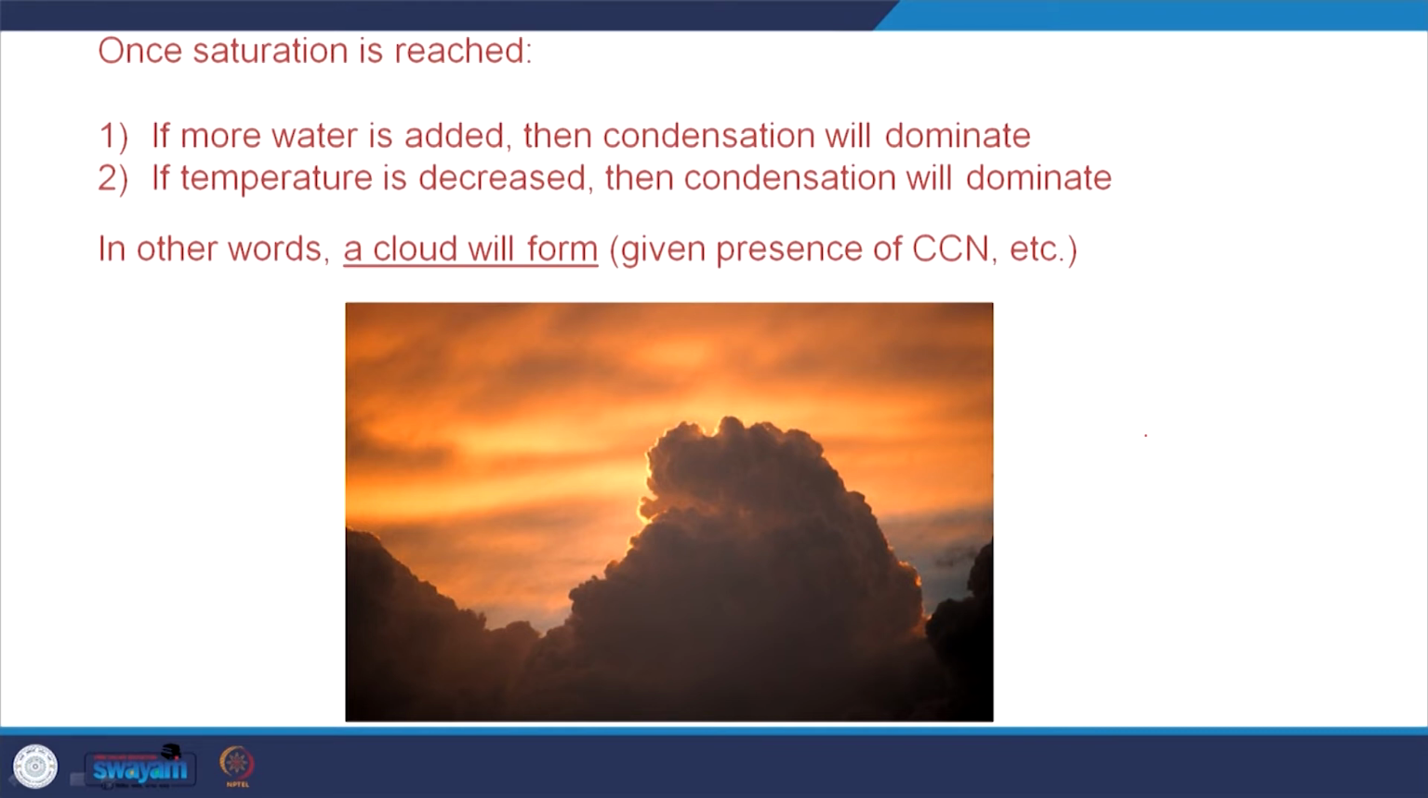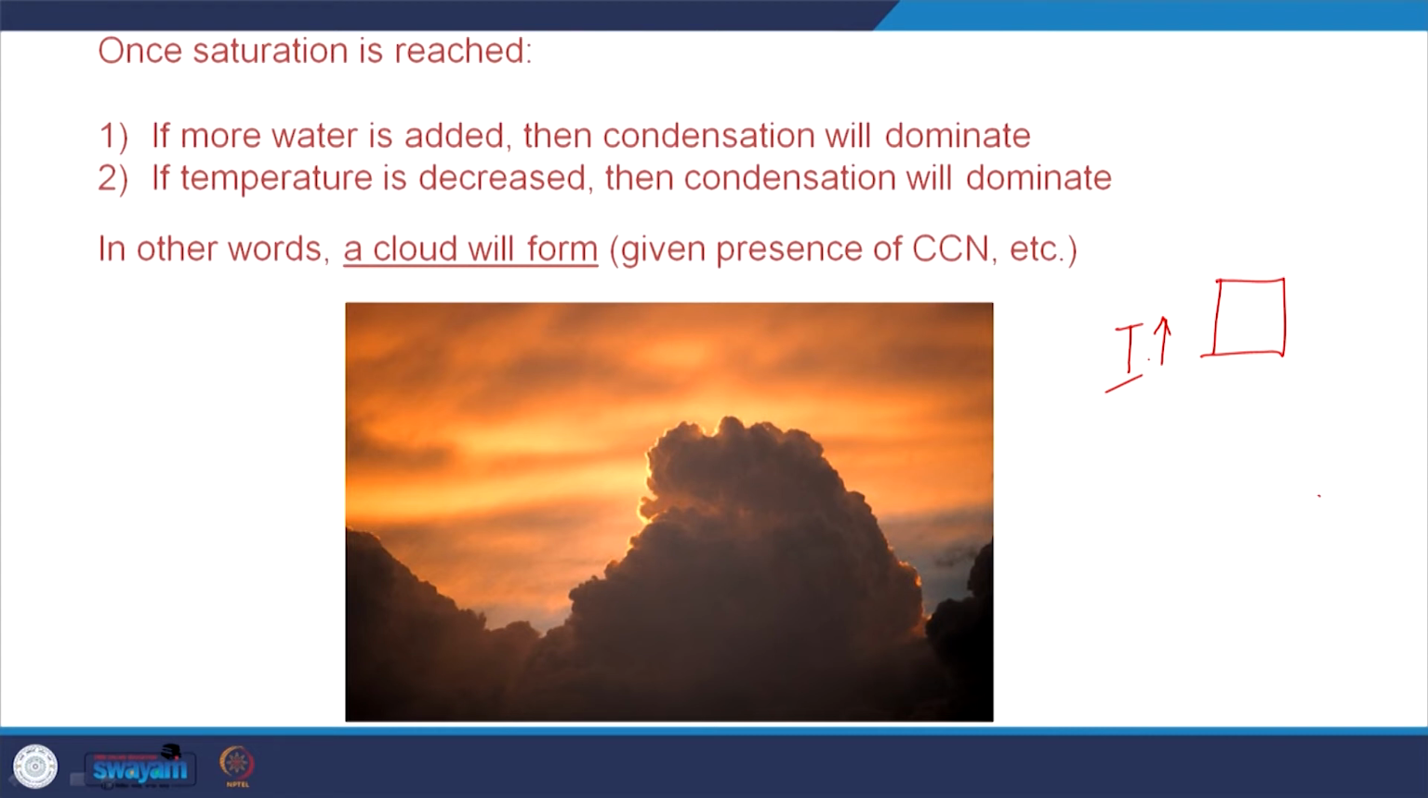Now, what is the other way of going beyond saturation? If you increase the temperature, you are just allowing the air parcel to accept more moisture, so you are deviating away from saturation. But if you want to go towards saturation, the easiest way is to decrease the temperature. The point is, if you want to reach saturation by adding more water vapor into the air parcel, you have to increase the temperature. By increasing the temperature, you are increasing the ability of the air parcel to hold more moisture.